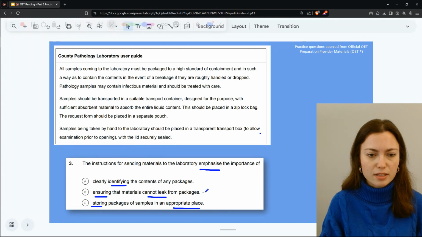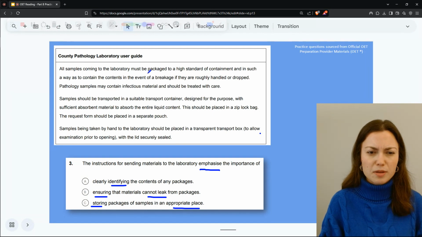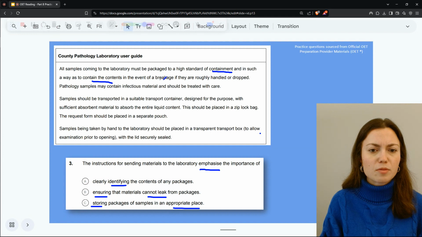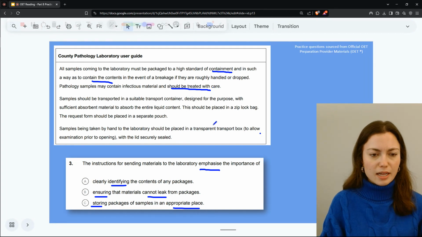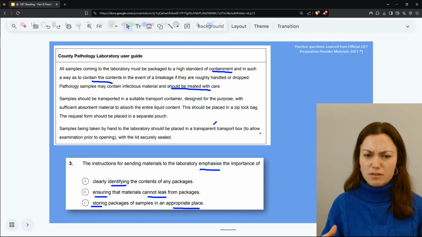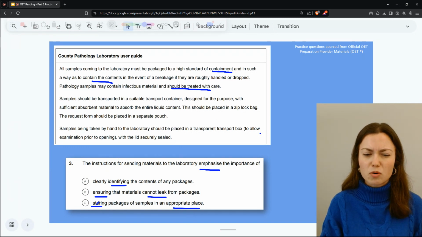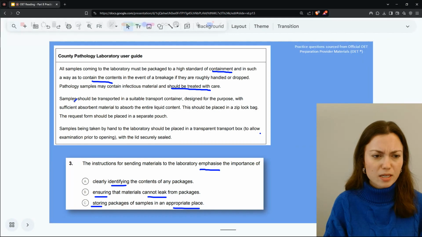Again, emphasizing, we're thinking it's really repeated throughout or strongly indicated. Ensuring the materials cannot leak from the packages. Right off the start, we have that word containment. So they must be packaged to a high standard of containment and in such a way as to contain the contents in the event of a breakage if they are roughly handled or dropped. They should be treated with care. So lots of language about the actual container itself. Still not clear if we're talking about preventing leaking or the storing of the packages themselves. So let's keep reading.